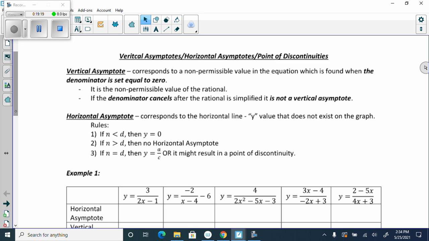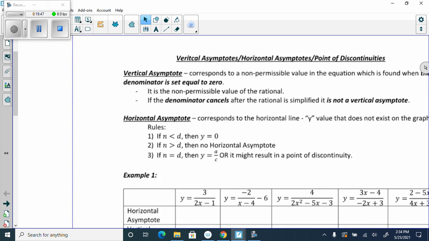So, a vertical asymptote corresponds to a non-permissible value in the equation, which is found when the denominator is set equal to 0. So all we have to do is find the denominator, set it equal to 0, and find out what x value would cause your denominator to be 0. If you find that, then you get your vertical asymptote. It is the non-permissible value of the rational. If the denominator cancels after the rational is simplified, it is not a vertical asymptote. That's what we're going to deal with today.